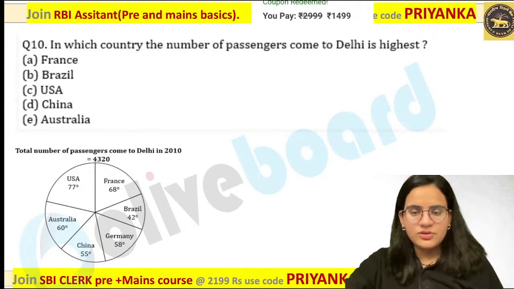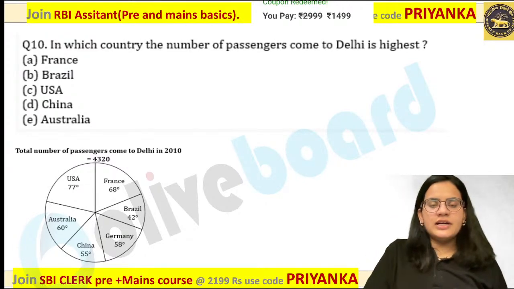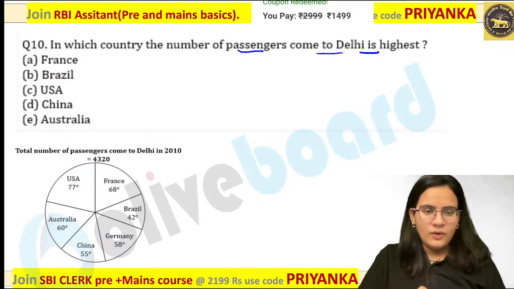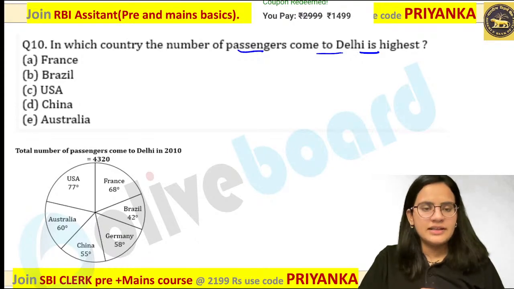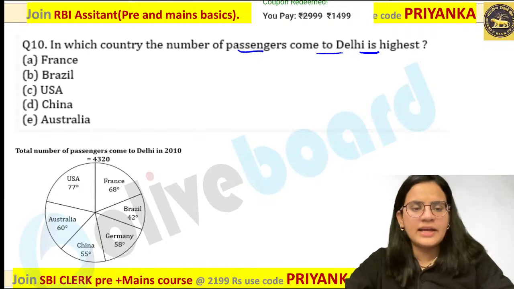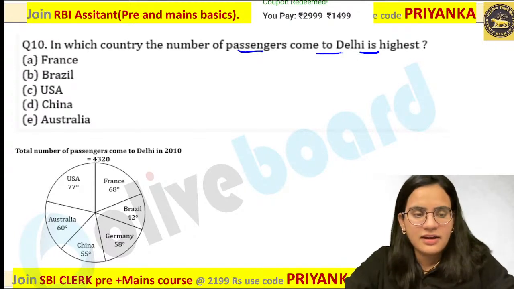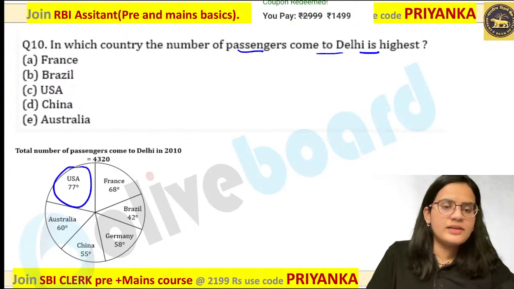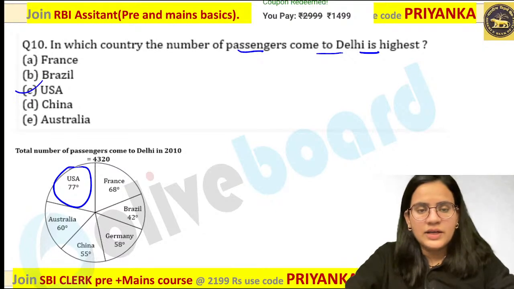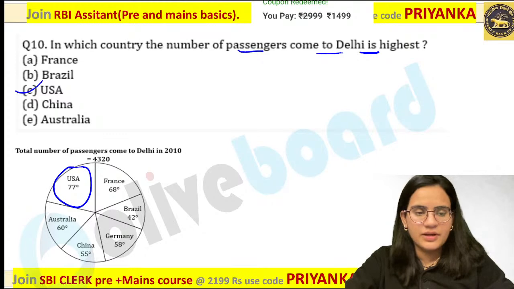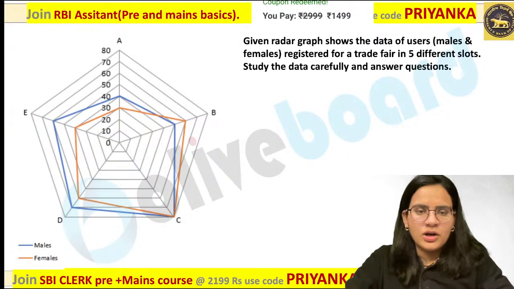Okay, perfect. So let us try to do this question over here which is there in front of you. In which country the number of passengers come to Delhi is the highest over here? Now first of all, this is a really simple question. Here they have asked you the maximum value. Looking at the question itself, you could have got the answer. Wherever degree value is maximum, your answer would be that. So USA would be the answer over here. Looking at the question in 1 to 2 seconds itself, you could have got the answer. Perfect one. Now let us move on to the next question.